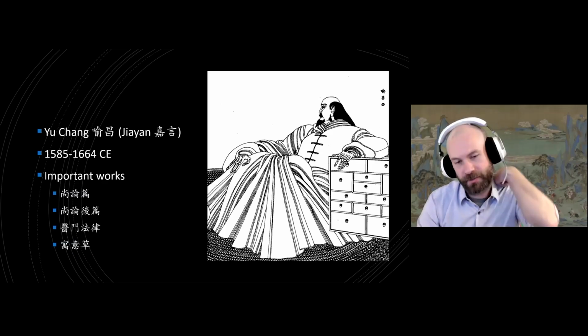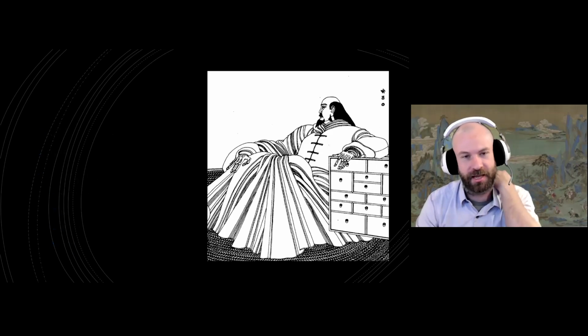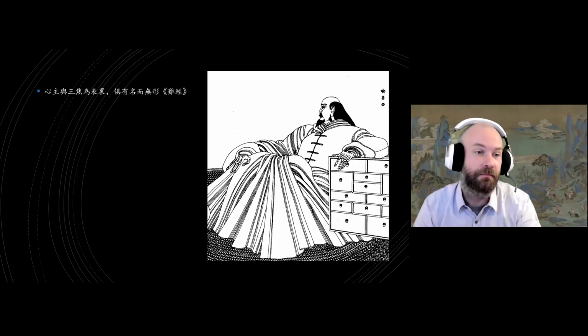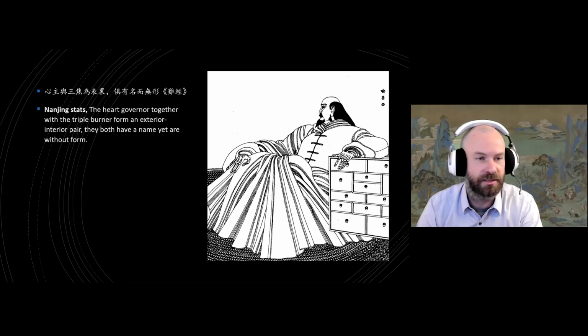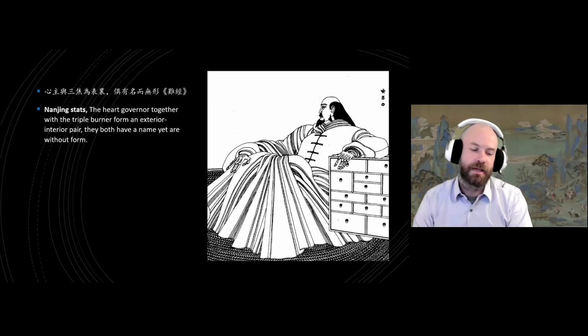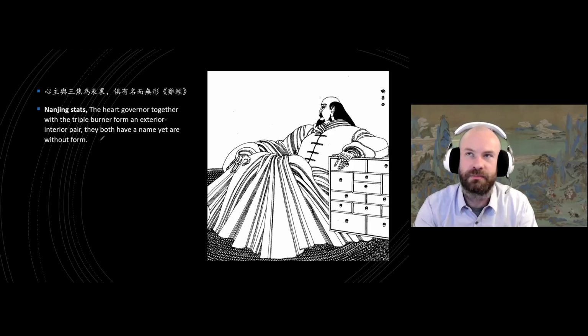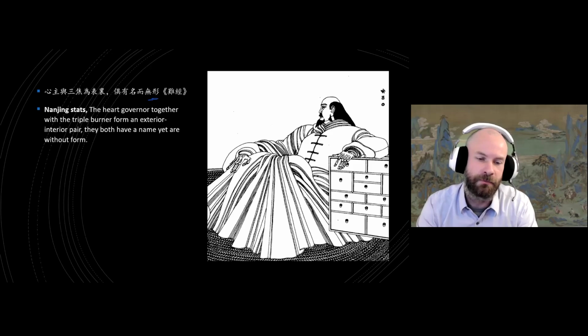Now, when I was reading his book, it's quite an interesting part about the Sanjiao. And one important quote that I'm sure we have all heard about the Sanjiao is that the Nanjing states the heart governor together with the triple burner form an exterior-interior pair. They both have a name, yet are without form. And this always interests me a little bit because we had this character there called Xing. And it's like, well, what does that character actually mean?